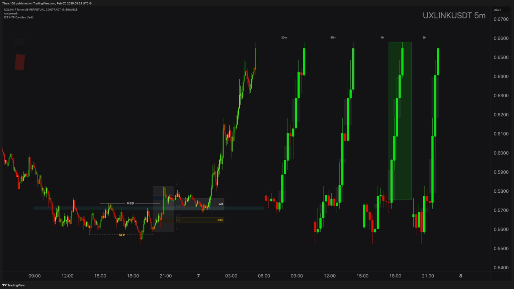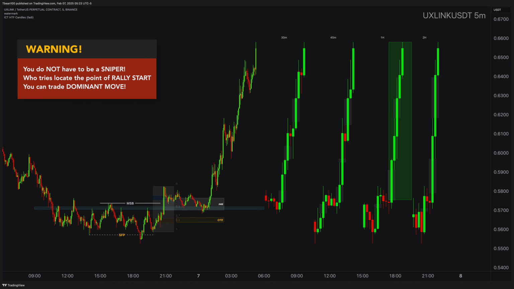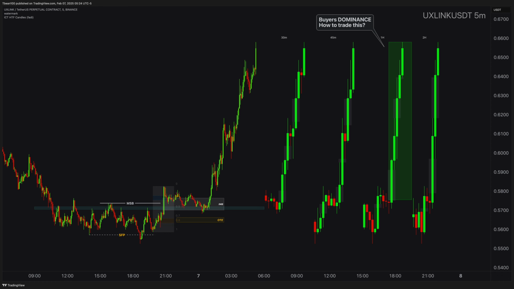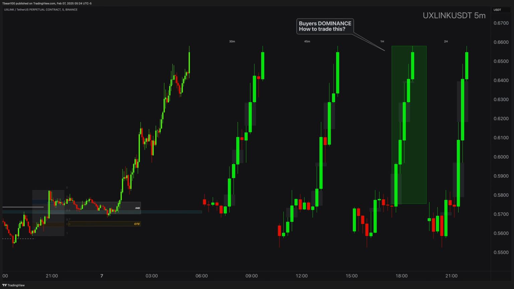Okay. Let's check the higher time frames again, as you can see on the right. So, the question is this. You cannot catch these stupid early starting rally points. You hate this smart money concept and you're so annoyed by them. What other options do you have? First of all, I have to tell you again, you do not have to catch the early exact sniper price action movement. All you can do is trade the dominant move on the go. Just like this one here, the rally on the go.